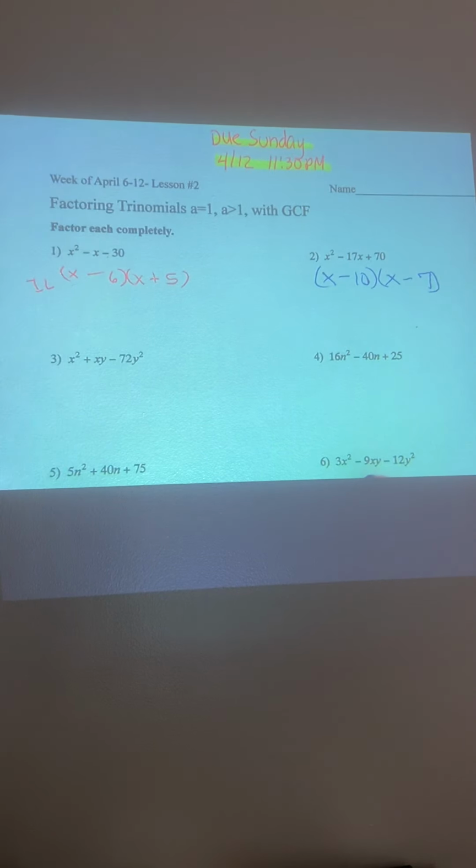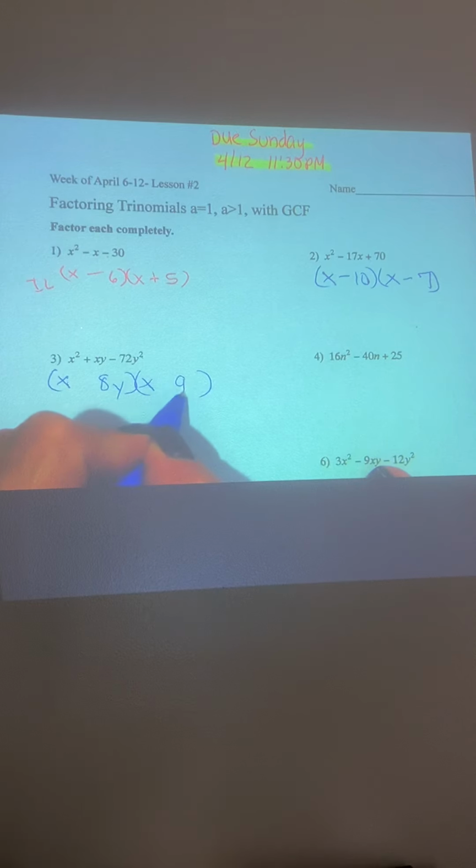Okay, next. Factors of 72 that subtract to 1. Notice there's a y squared here, so it's not 72 and 1, guys. It's 8 and 9. Remember, you have a y here, so it's 8y and 9y.